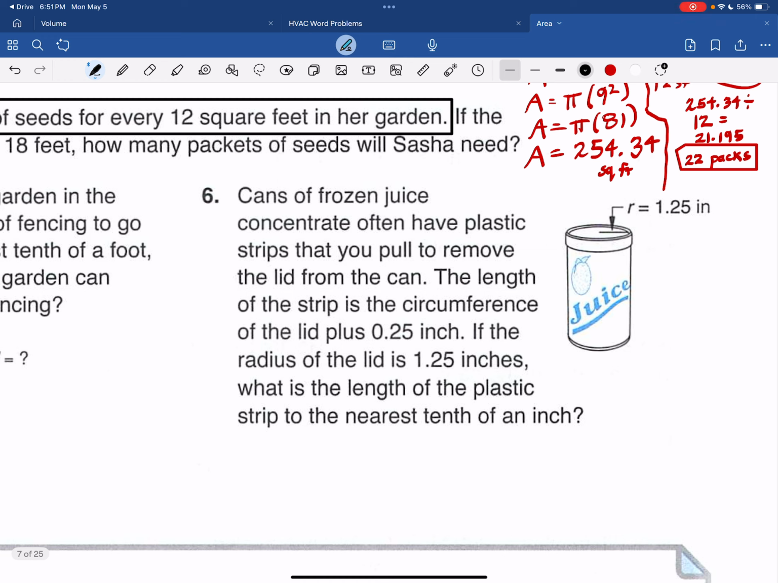Number 6, we're looking at cans of frozen juice concentrate. Often have plastic strips that you pull to remove the lid from the can. The length of the strip is the circumference of the lid plus 0.25 inch. If the radius of the lid is 1.25 inches, what is the length of the plastic strip to the nearest tenth of an inch? So essentially, we're looking for the circumference of that plastic strip, but we need to be very careful with the radius, okay?